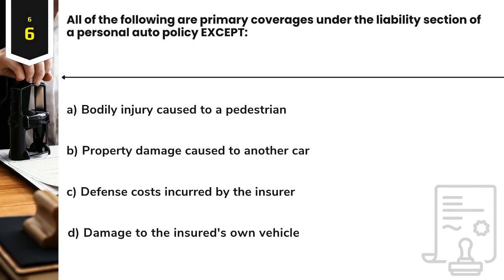Question 6. All of the following are primary coverages under the liability section of a personal auto policy except A. Bodily injury caused to a pedestrian. B. Property damage caused to another car. C. Defense costs incurred by the insurer. D. Damage to the insured's own vehicle.